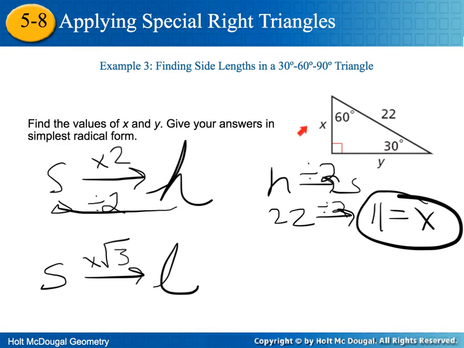So you can check this. If I put 11 in for x, this is the short side, I double it, I get 22, so it's good there. Now that I have the short side, I can find y, because I just tack on the square root of 3 and I'm done with it. So it's just short side to the long side, multiplied by square root of 3. Since I had 11, this becomes 11 square root of 3.